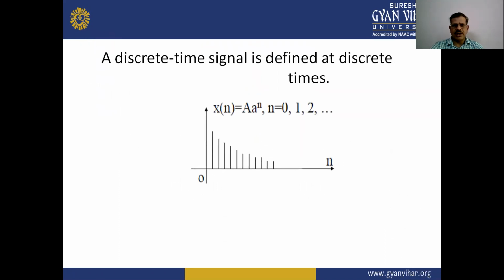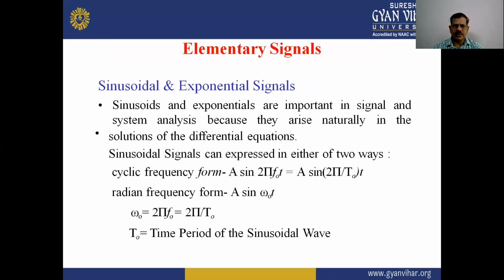So a discrete time signal is defined at discrete times. This is the representation of a discrete time signal in digital form. The signal is x[n] equal to a into a^n, where n is 0, 1, 2, 3, and so on. So the discrete time signal is defined at discrete times.